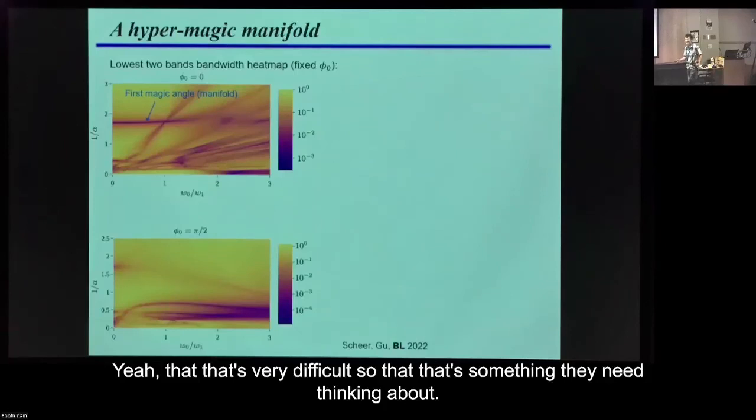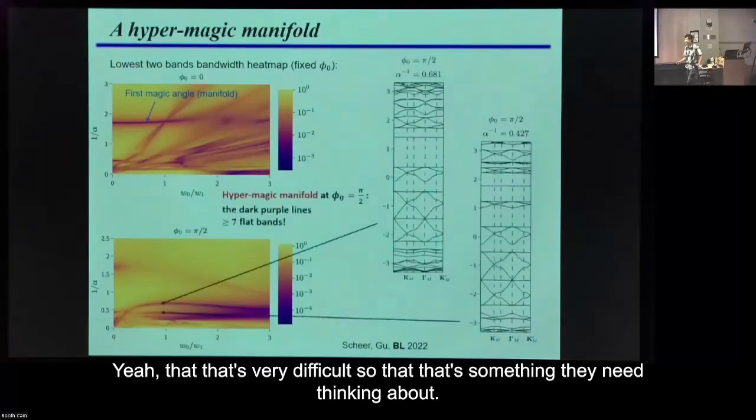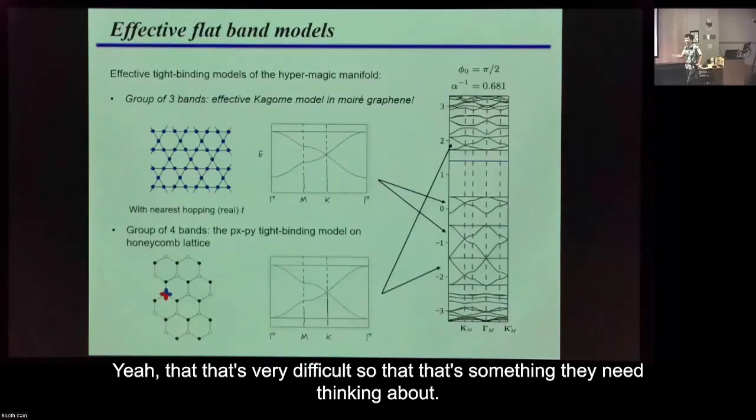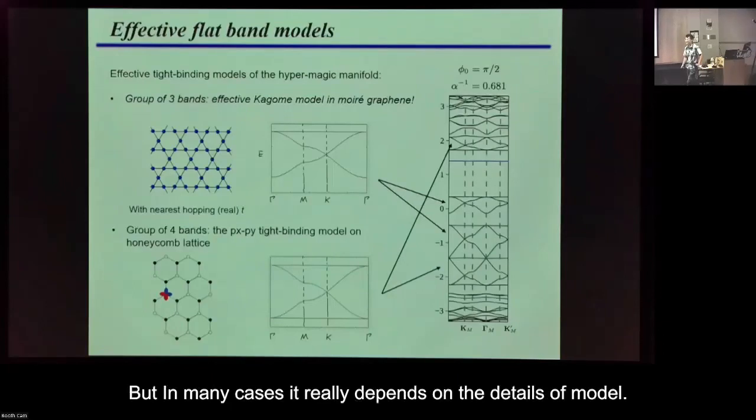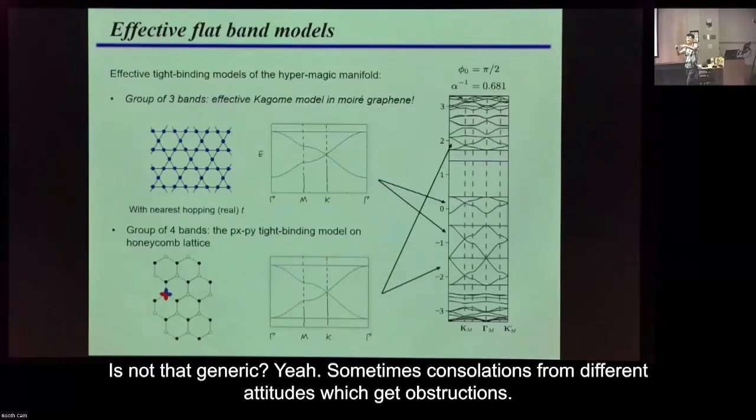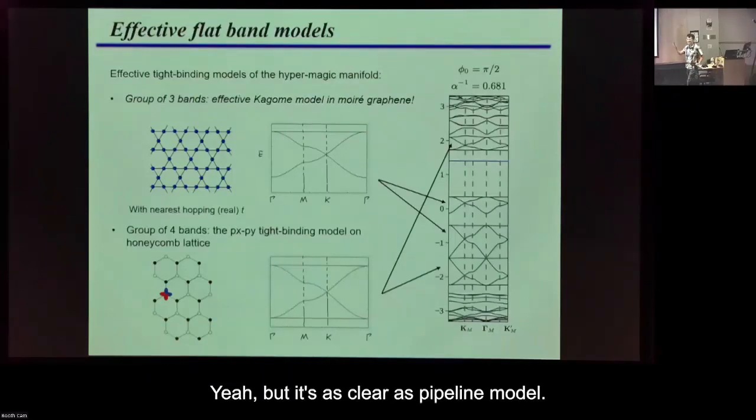That's very difficult. That's something we're still thinking about. You probably know, some people have arguments for flat bands in twisted bilayer graphene or other Moiré models, but in many cases it really depends on the details of the model. It's not that generic. Sometimes there are just cancellations from different amplitudes which give you obstructions. But it's never as clear as a tight-binding model. So it's hard to see from the near-commensurate superlattice picture that this feature looks really like the Kagome lattice. That's very mysterious. I see. Thank you.